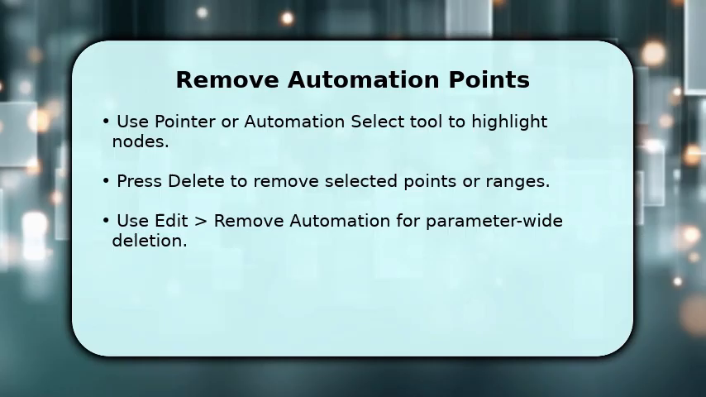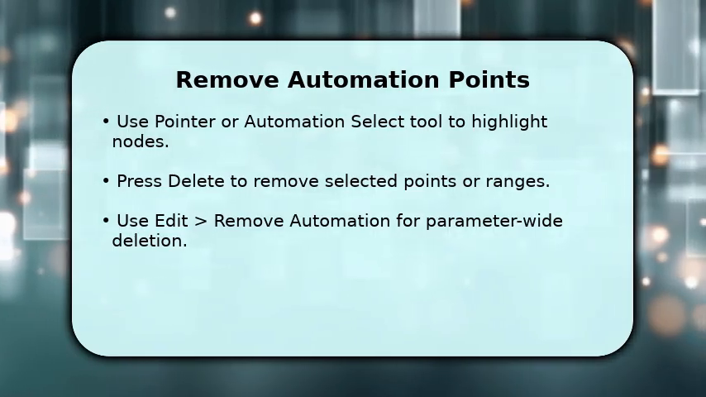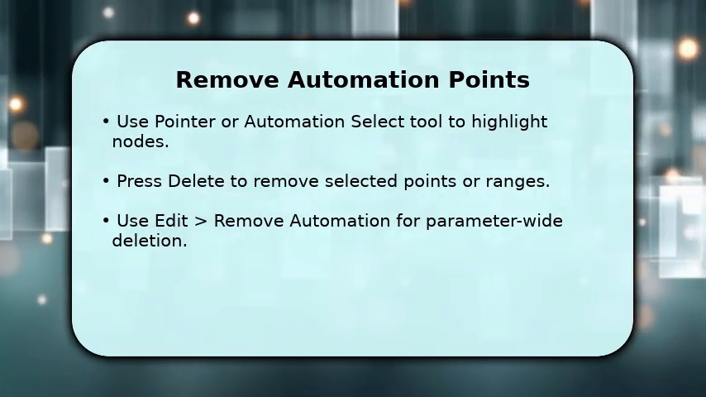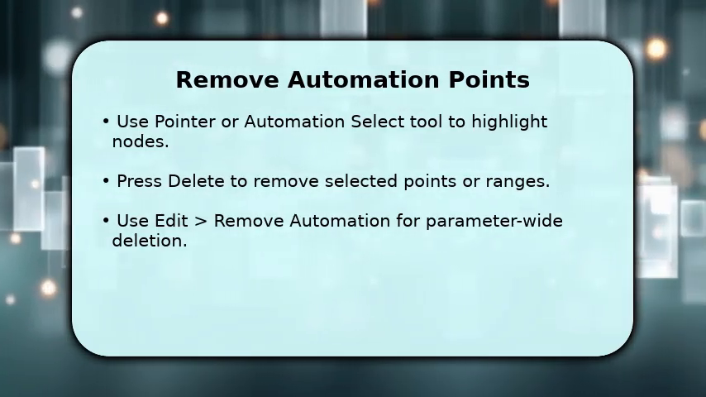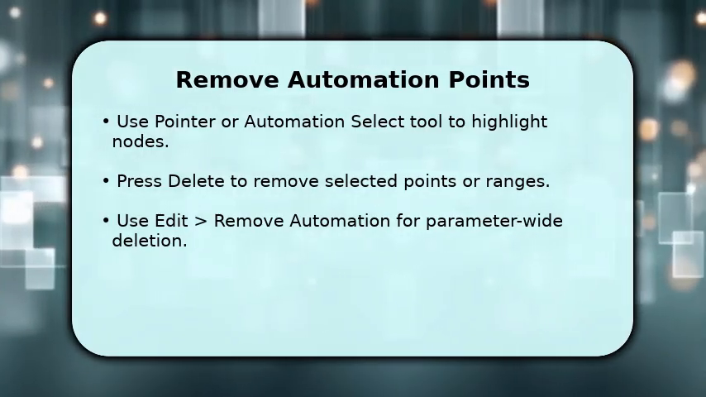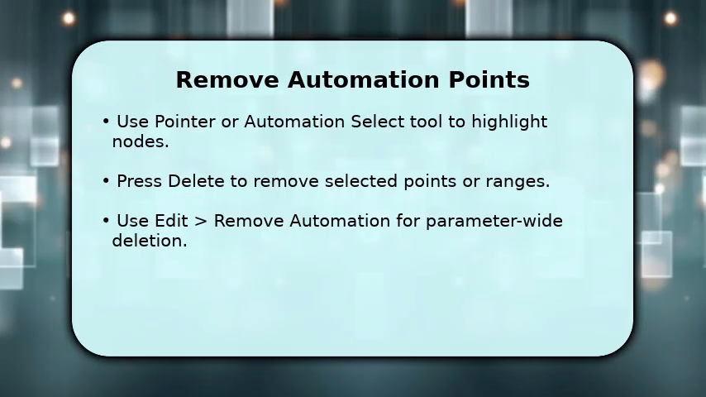If you need to clear every automation event for that parameter across the track, use Edit Remove Automation for the active parameter. This is faster and avoids missing hidden nodes. Make sure to scrub playhead positions to confirm the change across different sections.